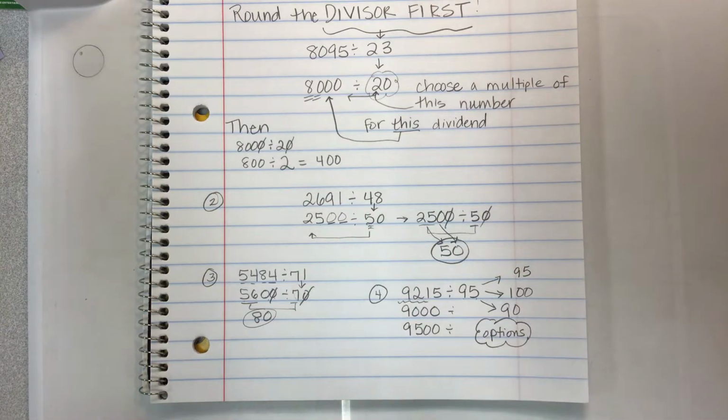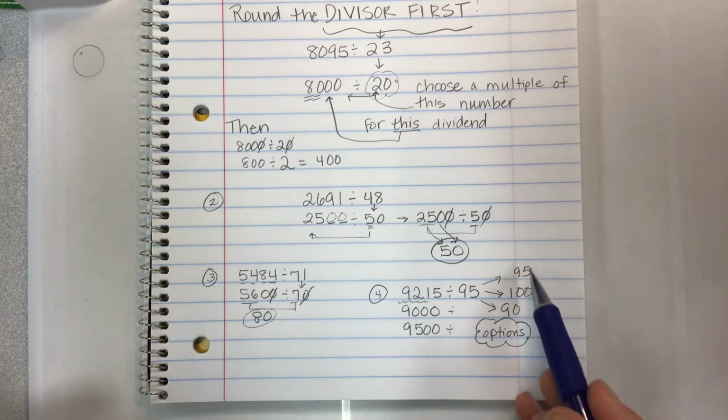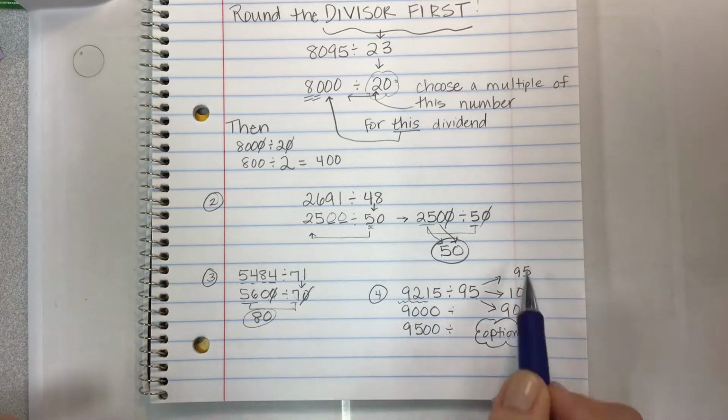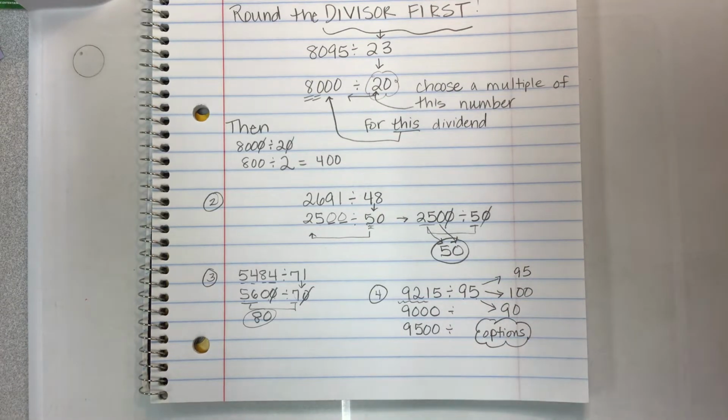And the answer key is pretty clear here. It always will say, answers may vary. And so really depending on how you see it, these are all different options for how you can round, not just the divisor, but how you can round your dividend too. Okay, so those are the notes for today's lesson, and then we'll jump into the book.